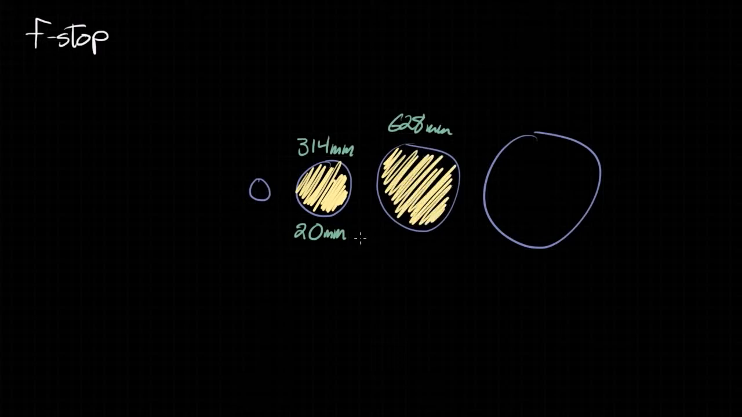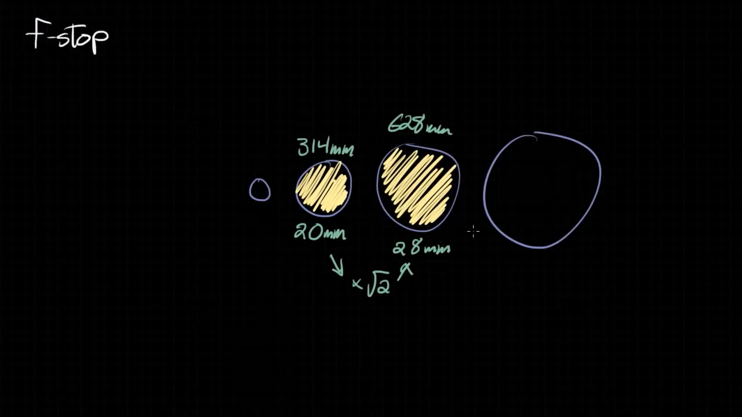But what about the diameter of the aperture? Is that doubling too? No, it turns out in order to double the area of the aperture, we need to multiply the diameter of the aperture by the square root of 2. This will end up doubling the area of the aperture.